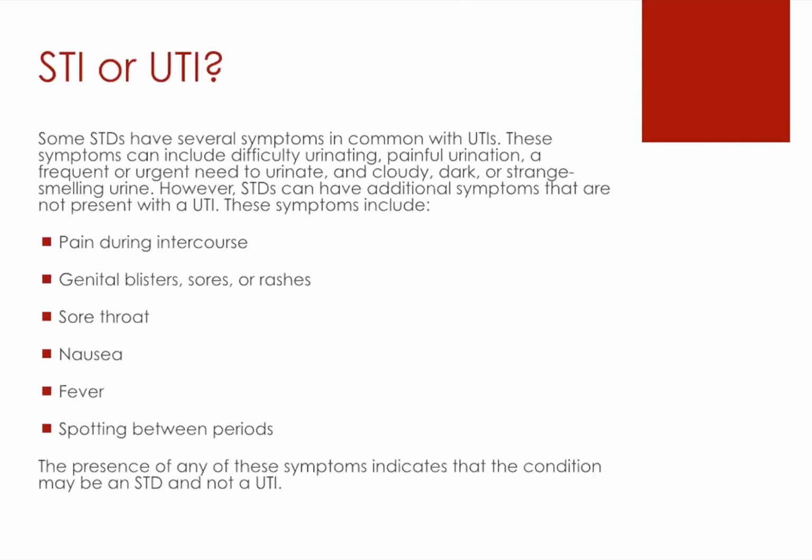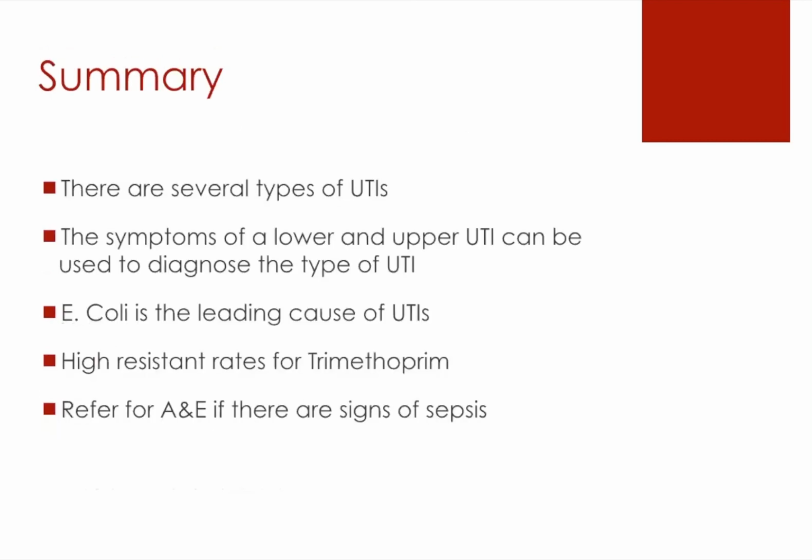So things that we have to consider: is it a sexually transmitted infection or is it a UTI? If the patient is complaining of pain during intercourse, genital blisters, a sore throat, as well as nausea and fever, which can be acute pyelonephritis, or spotting between periods, these may indicate a sexually transmitted infection. So it's something to keep a note of.